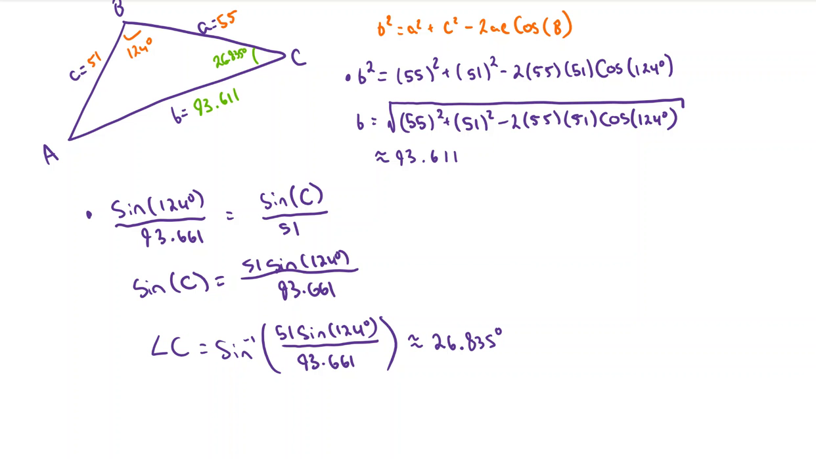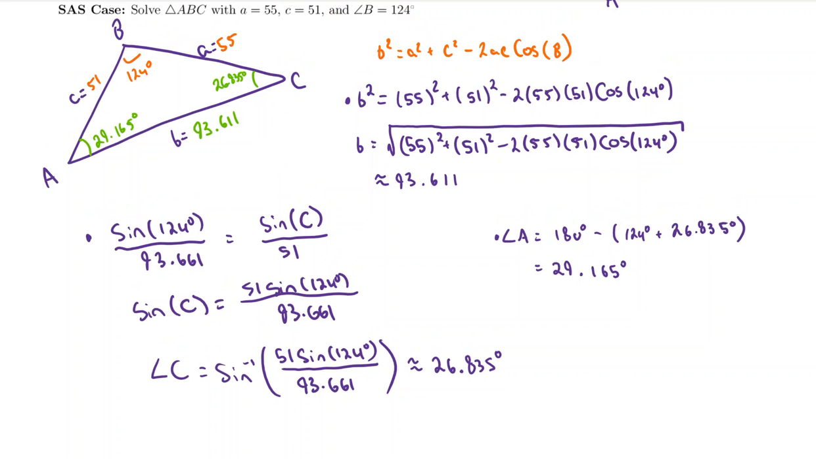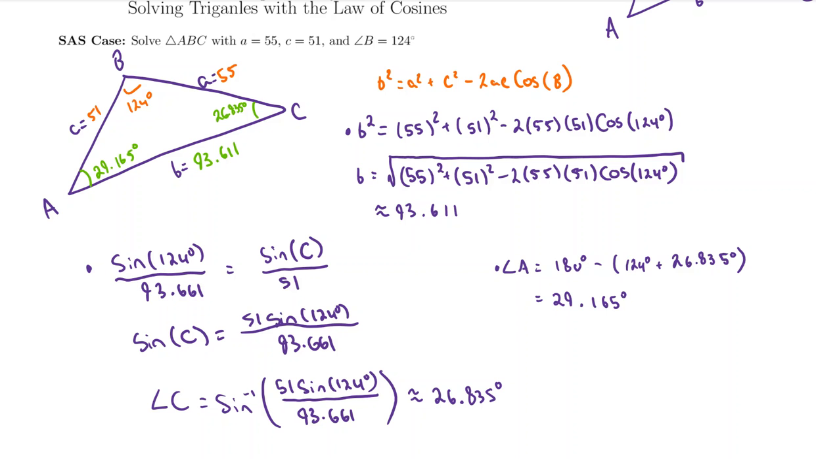26.835 degrees. All that's missing in the picture now is angle A, and you know two of your other angles in the triangle. So since the angles always have to add up to 180 degrees in a triangle, we can just find angle A by subtracting off the other two angles that you've solved for. And this will give you angle A being equal to 29.165 degrees. So I'll write that in my picture up here, 29.165 degrees. So this would be an example of how you might solve an SAS triangle with the law of cosines.